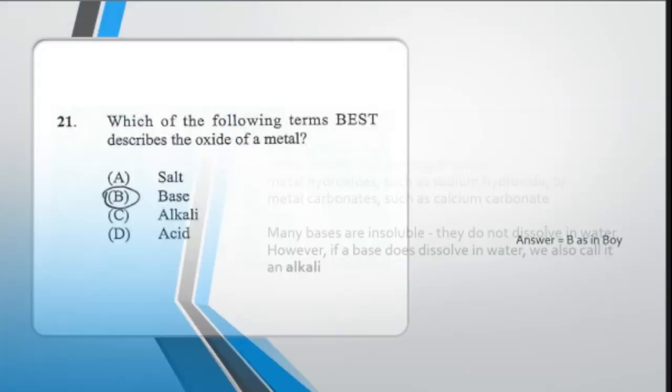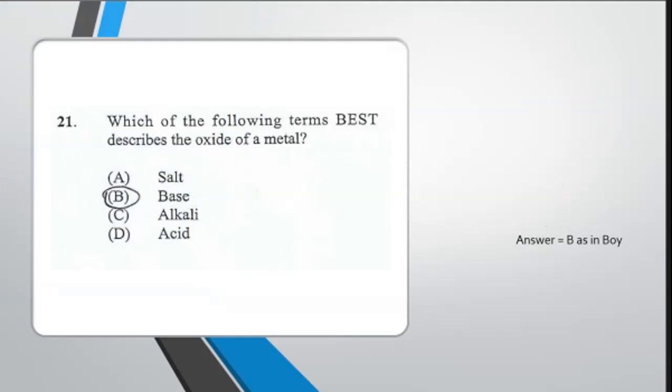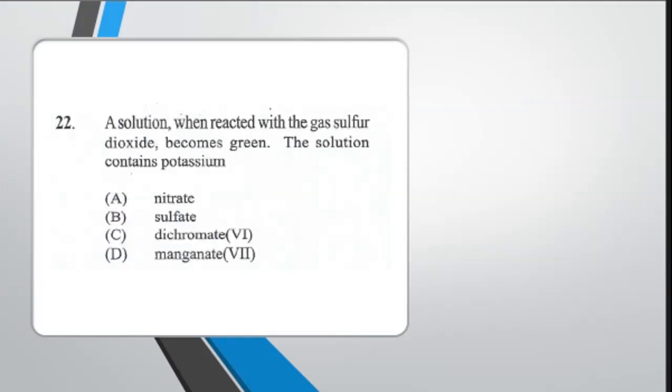So coming back to the question: which of the following terms best describes the oxide of a metal? A base describes the oxide of a metal because not all metal oxides dissolve in water. So if you said alkali was the answer, you would have gotten it wrong. But if you said base is the answer, then you'd have gotten it correct, because an alkali is a base, but a base doesn't necessarily have to be an alkali. I hope I didn't confuse anybody there.